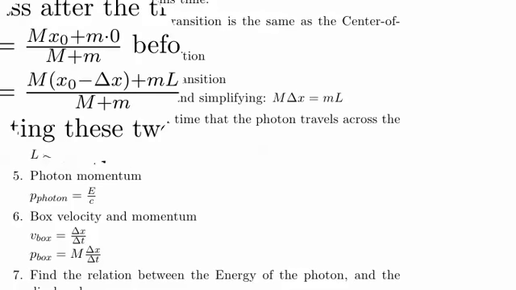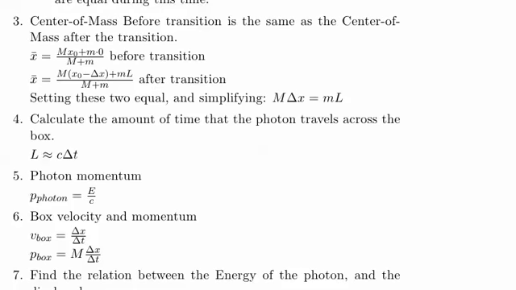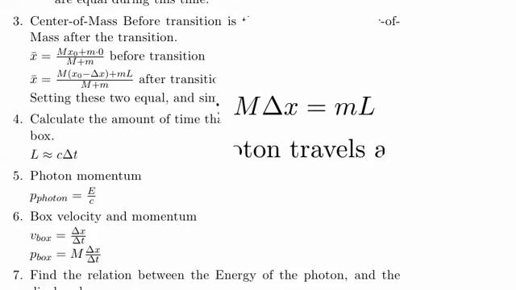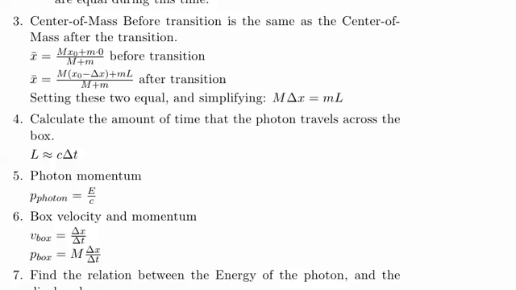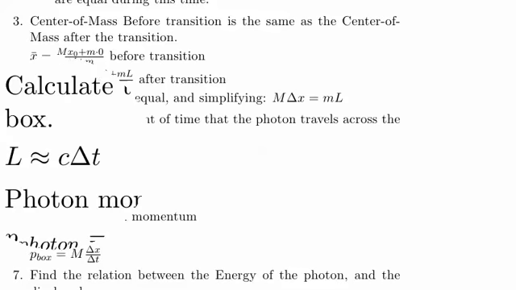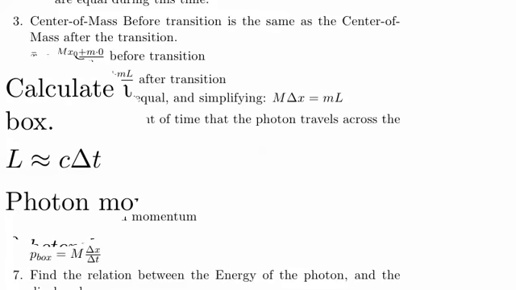Okay, so if you set these two things equal and simplify, everything cancels out and you get this term here, M delta x equals mL. I leave that as an exercise. Calculate the amount of time that the photon travels across the box. That is just distance equals velocity times time, so that's how long. So that gives us a relationship between those three variables.